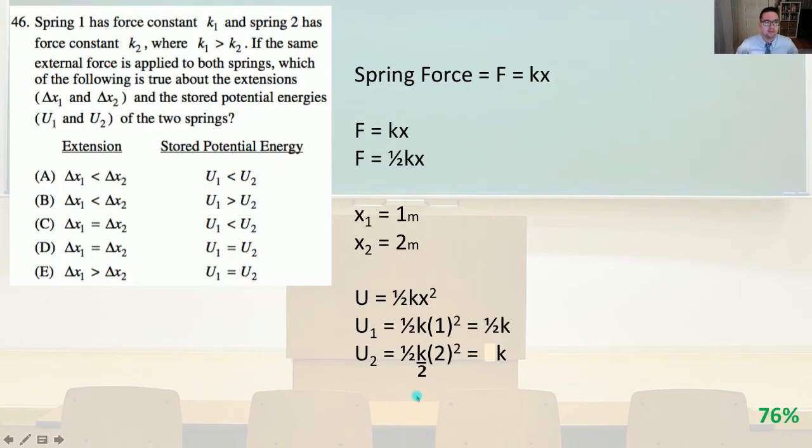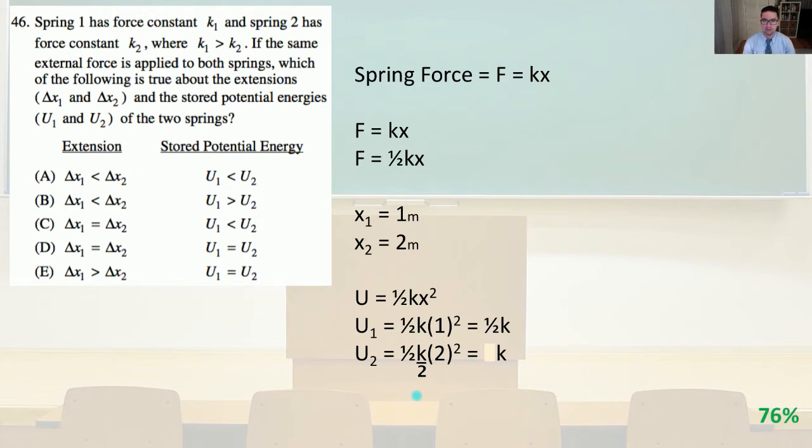Number 46. Spring 1 has force constant K1 and spring 2 has force constant K2, where K1 is greater than K2. If the same external force is applied to both springs, which of the following is true about the extensions delta x1 and delta x2 and the stored potential energies U1 and U2 of the two springs?